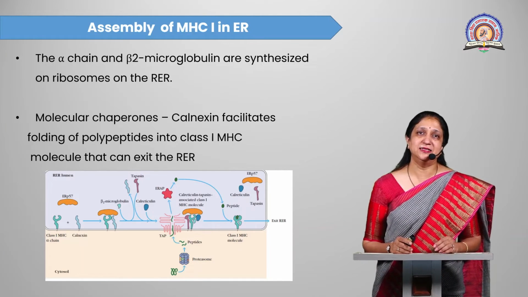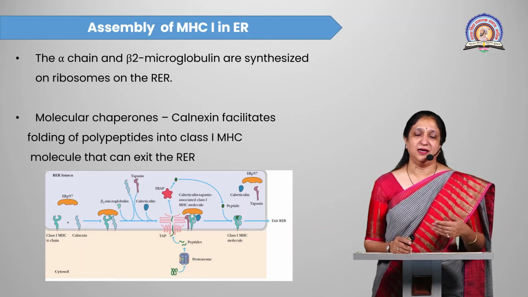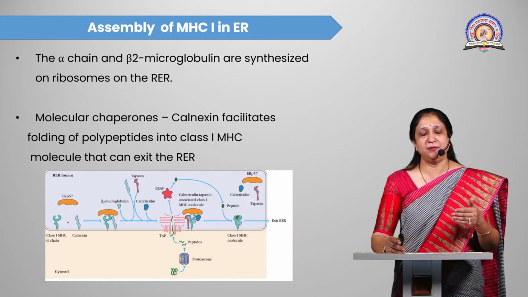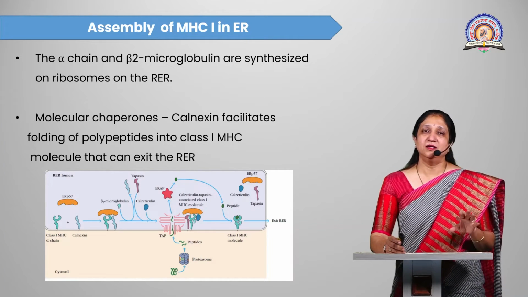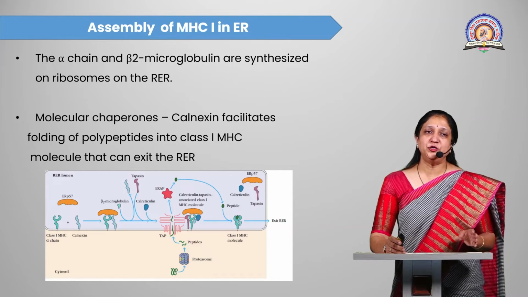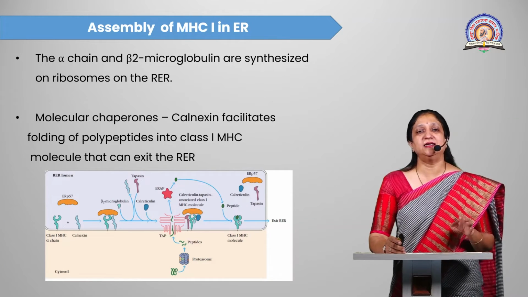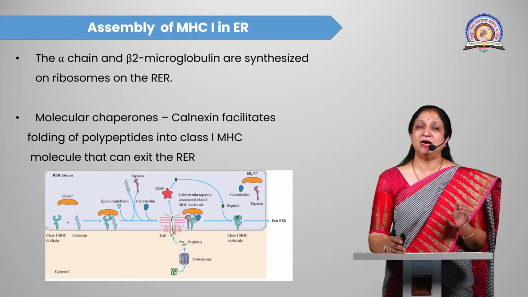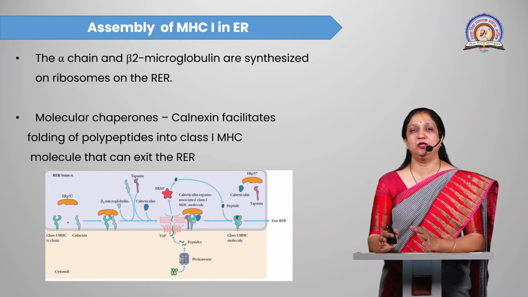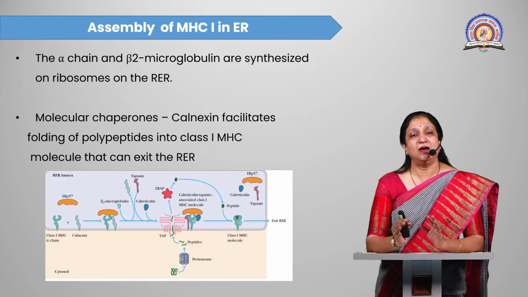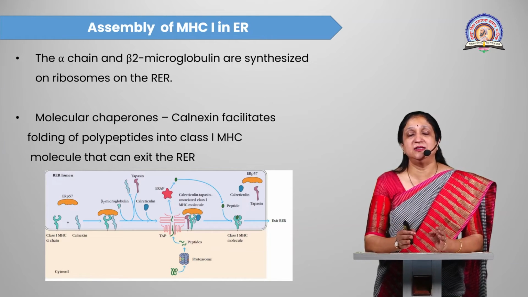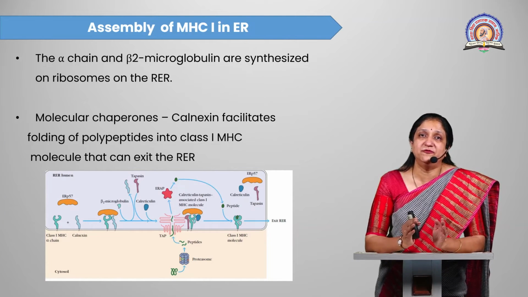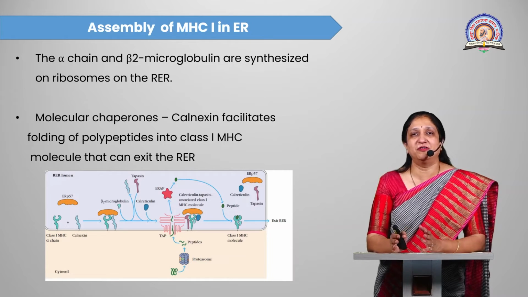The alpha chain that is synthesized by the class 1 MHC genes located in the MHC gene complex is very unstable. For it to become stable, it is necessary that it binds with a molecular chaperone, that is calnexin. When the alpha chain binds with calnexin, a membrane protein present in the endoplasmic reticulum, calnexin facilitates the proper folding of the alpha chain of the class 1 MHC molecule.